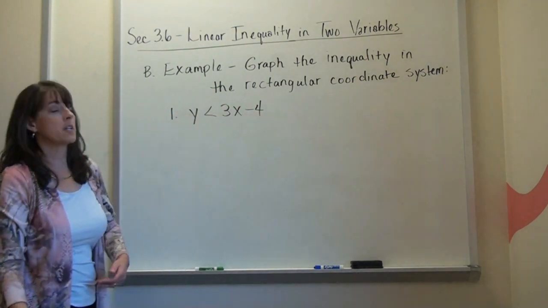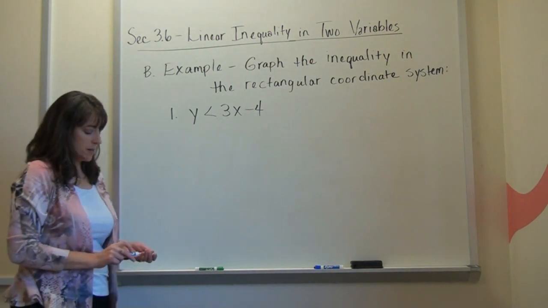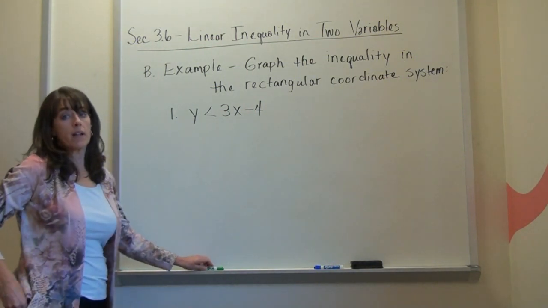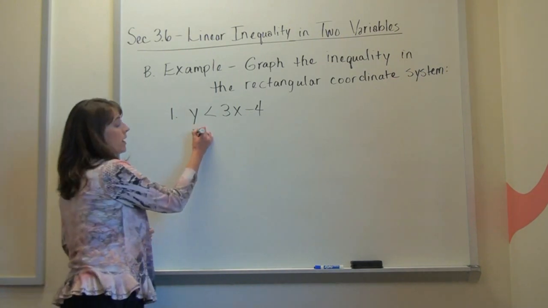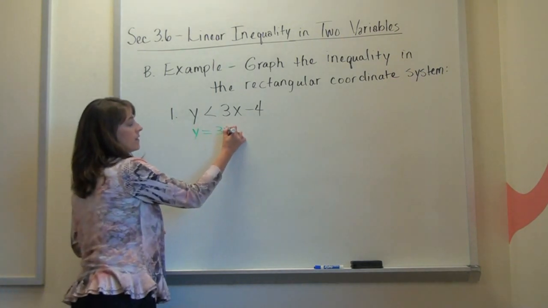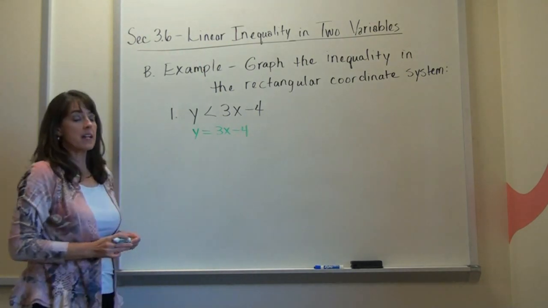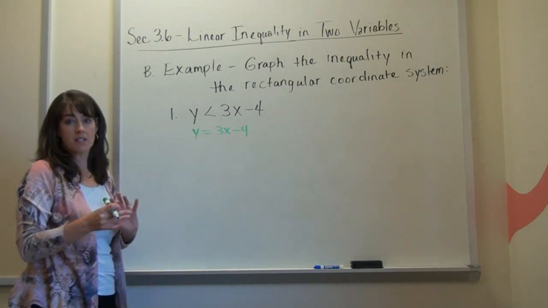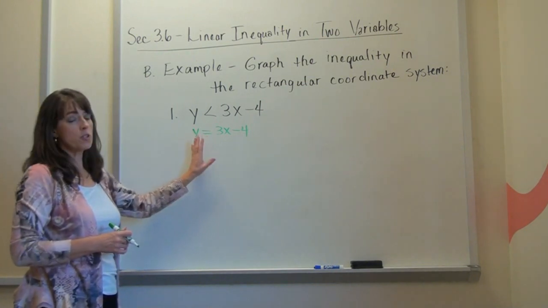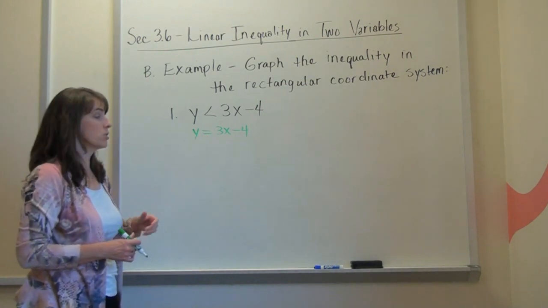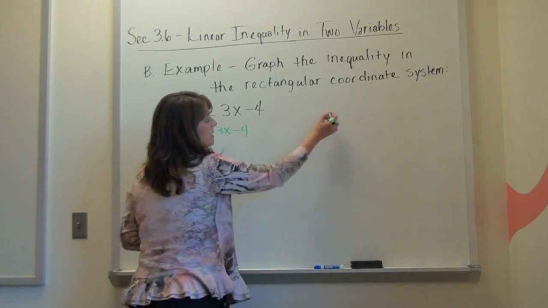Let's go with the one we looked at before, y less than 3x minus 4. Now I can graph y less than 3x minus 4 in the 2D coordinate plane, but remember when I graph it as a line, that's an equation. And inequality is the idea of the shading, but the line is represented by an equation. So I'm going to turn this into an equation so that I can put it in the 2D coordinate plane.